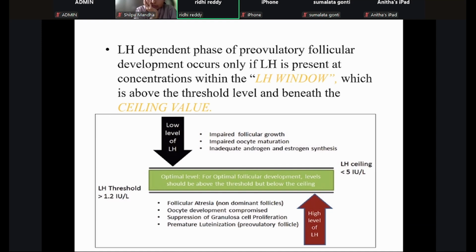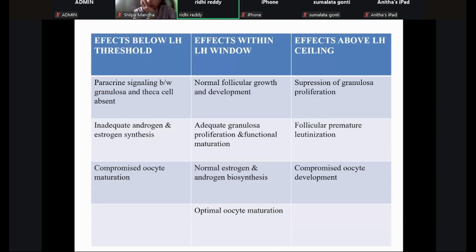So around 1.2 to 5. Optimum level for optimal follicular development should be above the threshold but below the ceiling. Whereas a high level of LH, like in non-dominant follicles, will cause atresia, compromised oocyte development, premature luteinization, and suppression of granulosa cells.